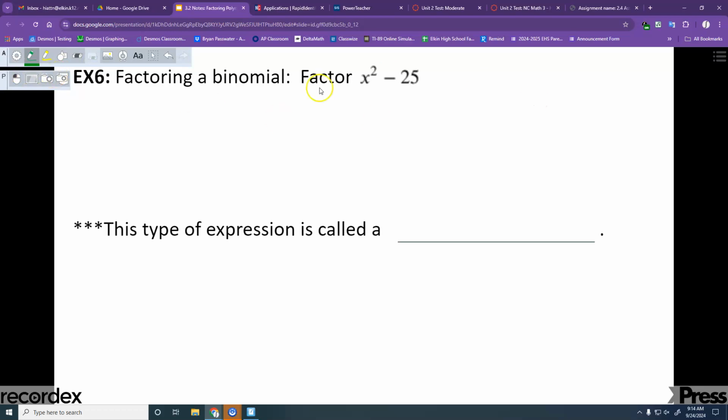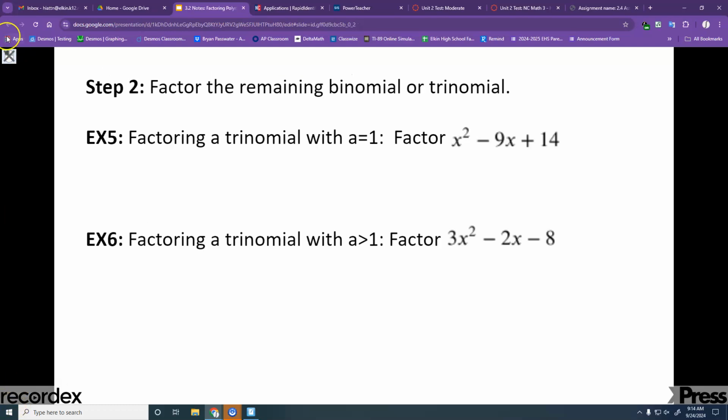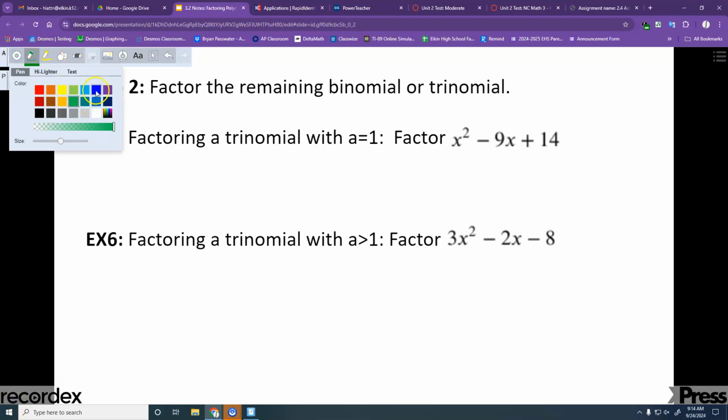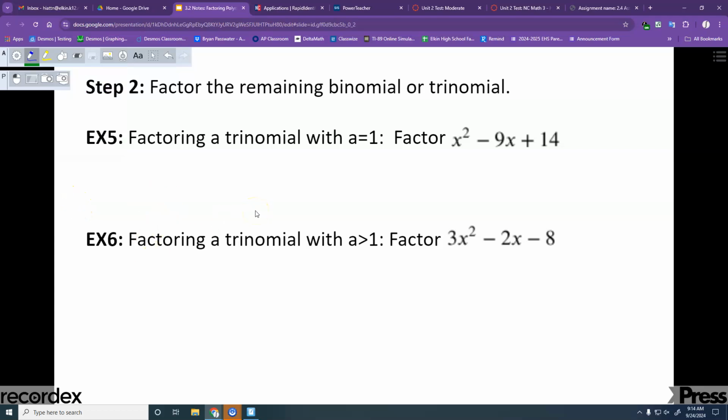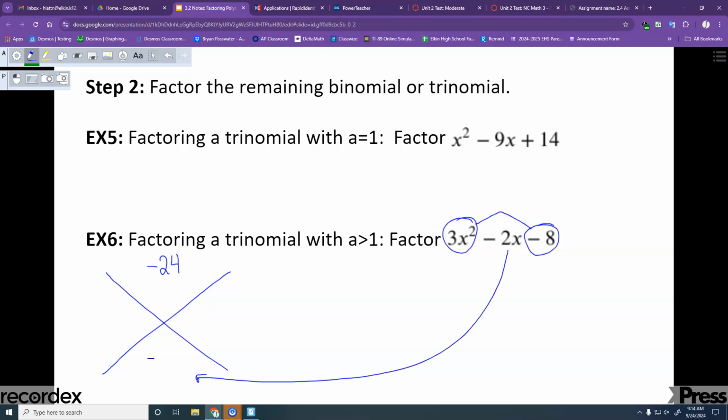I'm going to look at X method. Let me go back. If I do that same problem with X method, let's see if I can remember it. This is the one that's a little bit different. Make an X. I'm pretty sure you take 3x squared and negative 8, and you multiply those together to get a negative 24 on top. And then the middle term goes down here on the bottom, which is your negative 2.